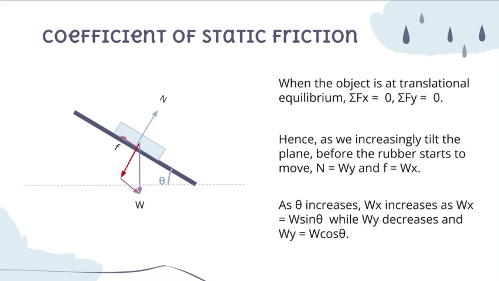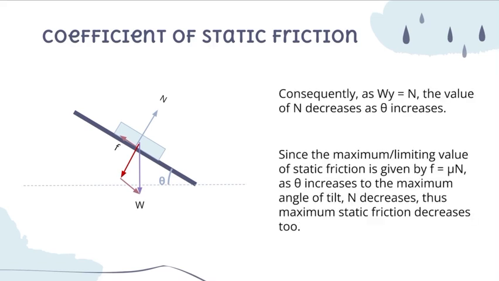When the object is in translational equilibrium, the sum of forces in the x and y direction must both equal 0 according to Newton's first law. Hence, as we increasingly tilt the plane, at every instant before the rubber starts to move, N equals Wy and F equals Wx. As theta increases, Wx increases and Wy decreases. Consequently, as the magnitude of Wy is equal to that of N, the value of N decreases as theta increases.